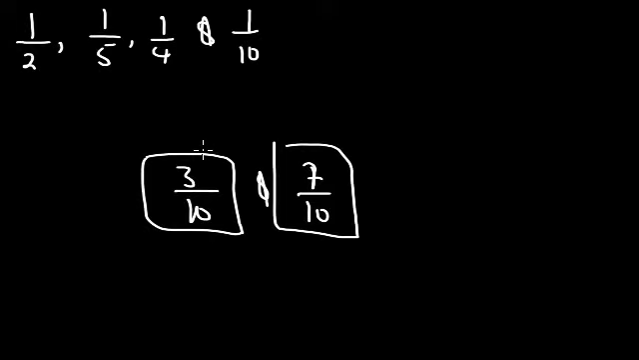Another way in which you can know the bigger fraction between two different fractions is to convert them to decimal numbers. If we convert 7 over 10 to decimal, we should get 0.7. While if we convert 3 over 10 to decimal, we would have 0.3. And I can clearly see that 0.7 is far bigger than 0.3.